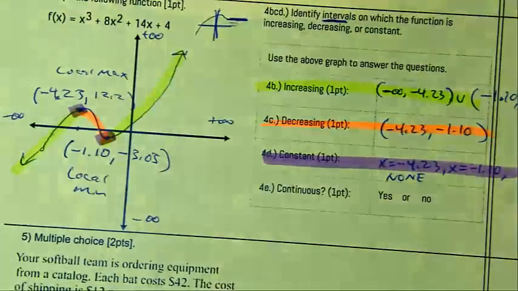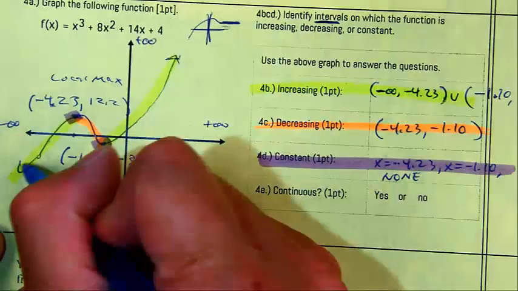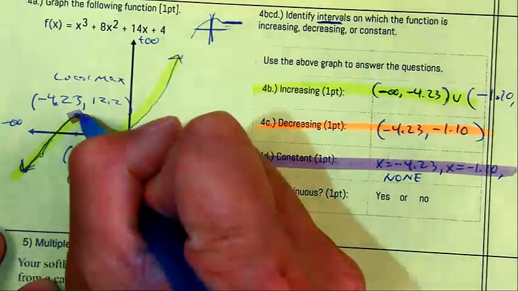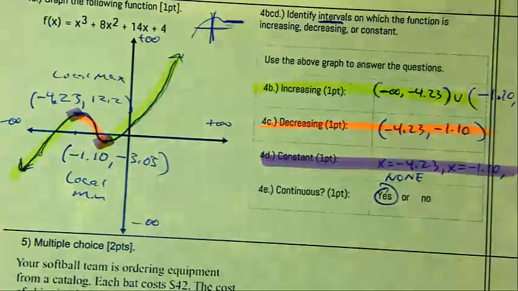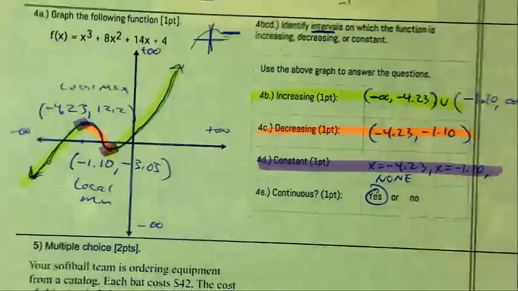And is the graph continuous? The answer is yes, because I don't have to pick up my pen to draw this graph. So that's question number 4A, B, C, and D, and E.